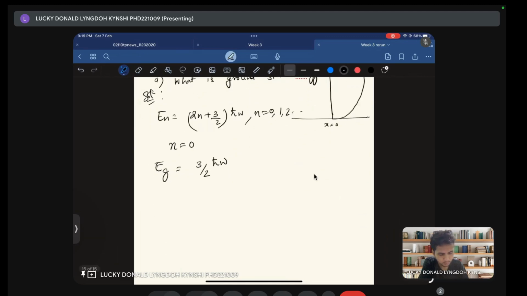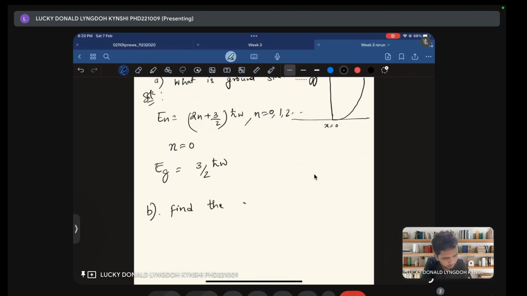Now subsection B says to find the expectation value of x. Find the expectation value of x. So how do you find the expectation value? I have not given it to you. How do you find out the expectation value?